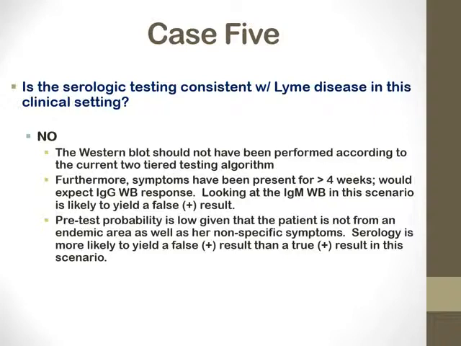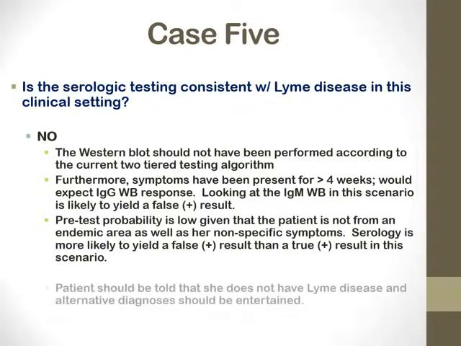Furthermore, the symptoms had been present for more than 4 weeks. Once you've had symptoms for more than a month, you really expect the IgG Western blot response to be positive. Looking at the IgM Western blot in that scenario is likely to yield a false positive result. Her pretest probability is low, given that she was not from an endemic area and her nonspecific symptoms. I'm very comfortable saying that the serology is very likely false positive. The advice I would give her was that she does not have Lyme disease, and that alternative diagnoses should be entertained.